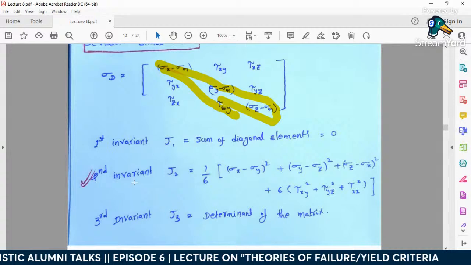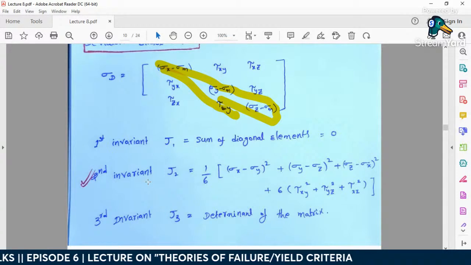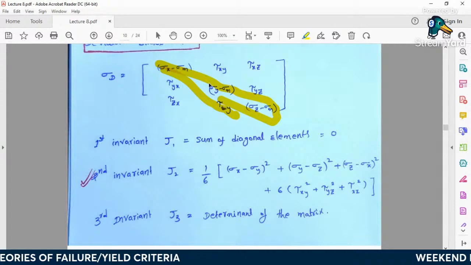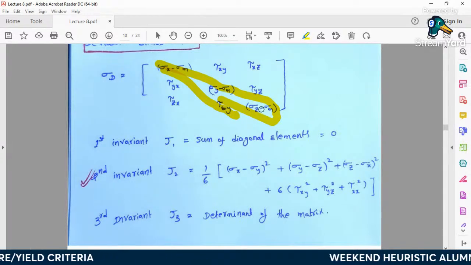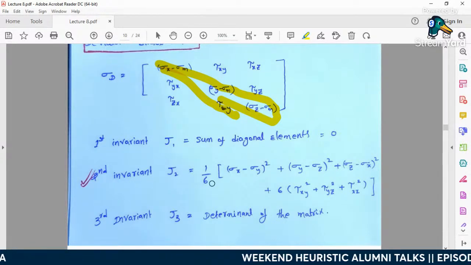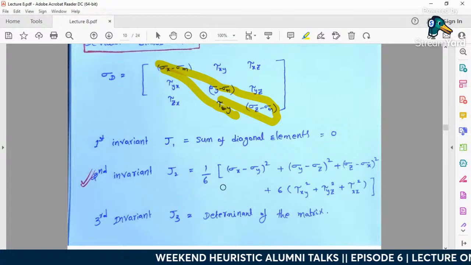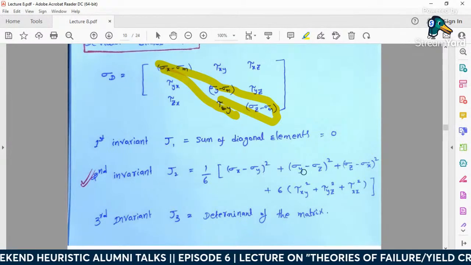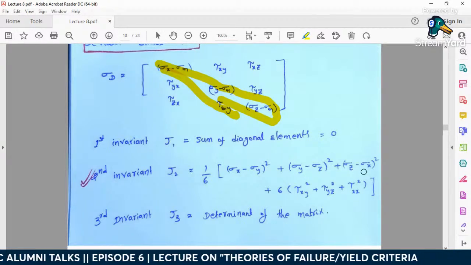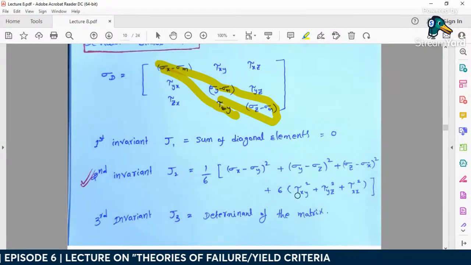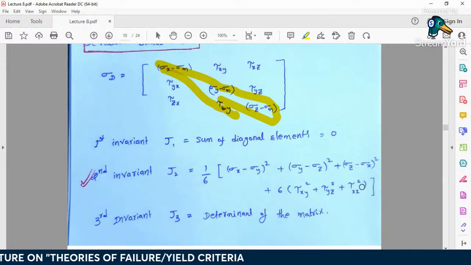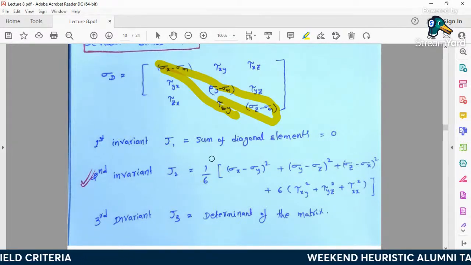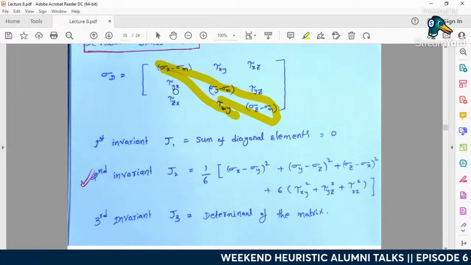How will you calculate the second invariant? Just the minor of this plus minor of this plus minor of this element. If you do that, you will get this expression: 1 by 6 of sigma x minus sigma y whole square plus sigma y minus sigma z whole square plus sigma z minus sigma x whole square, plus 6 into tau xy square, yz square plus xz square. So this is the second invariant of the stress deviator matrix.